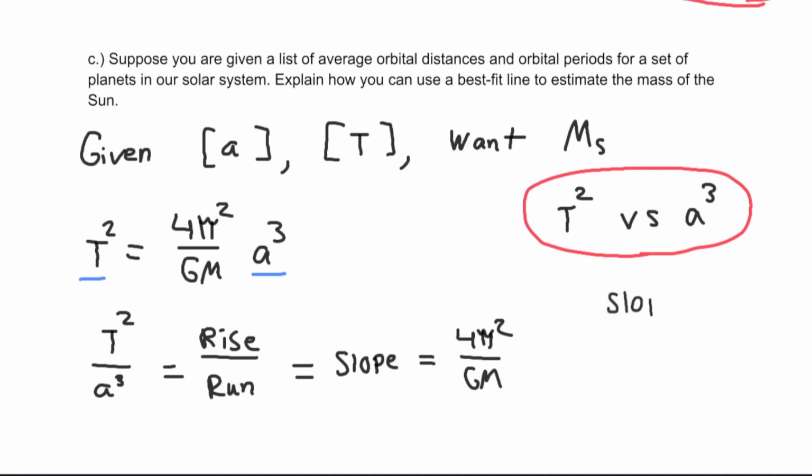And then once graphing these, we said that the slope is going to be equal to 4 pi squared divided by G times the mass of the sun. And if we're solving for the mass of the sun, you can see you're just going to end up swapping the positions of the slope and M. So 4 pi squared divided by G times slope.